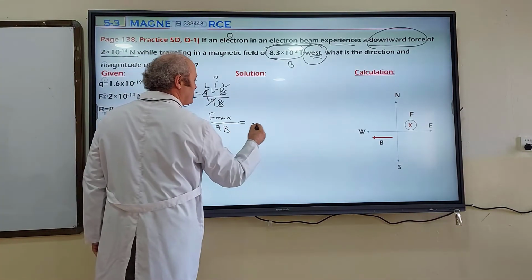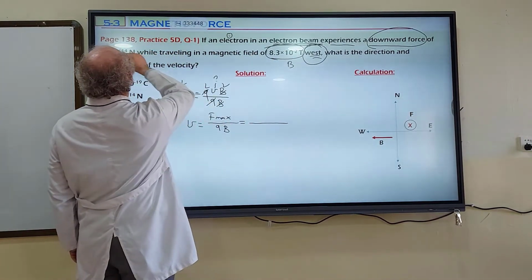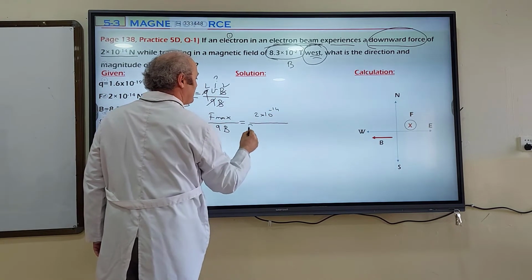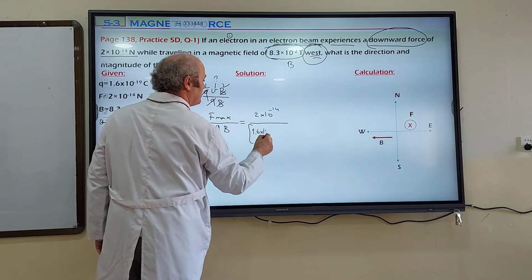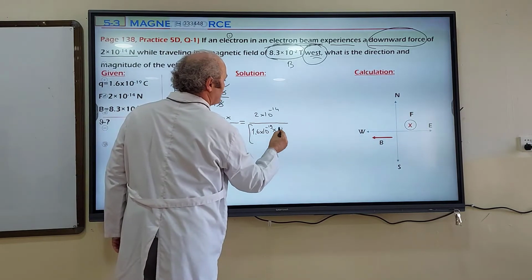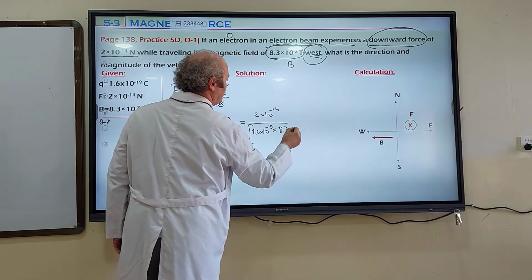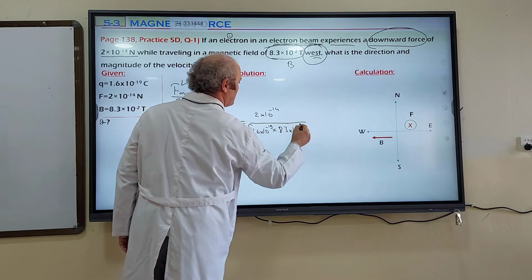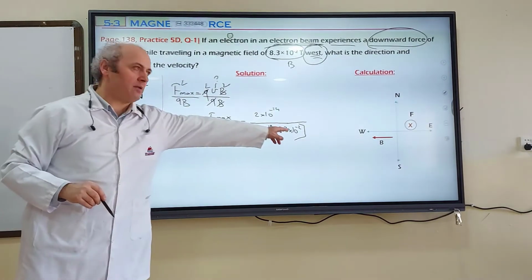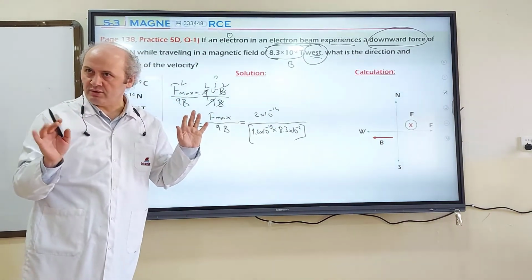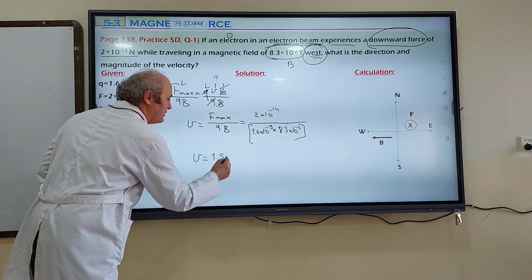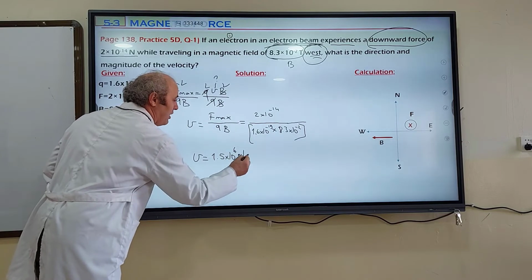I know how much F maximum is. Yes, it's given: 2 times 10 to the power negative 14 Newton, divided by Q, which is 1.6 times 10 to the power of negative 19, times B, which is 8.3 times 10 to the power of negative 2. Because it's in the denominator, you should take it into brackets, one bracket before and one bracket after. That's all, not more than this. The result is going to be about 1.5 times 10 to the power of 6 meters per second. Okay, this is the magnitude.